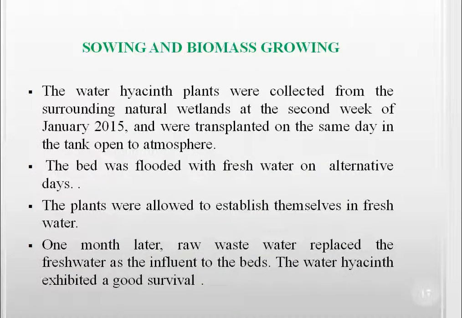Sowing and biomass growing. The water hyacinth plants were collected from the surrounding natural wetlands at the second week of January 2015 and were transplanted on the same day in the tank open to atmosphere. The bed was flooded with fresh water on alternate days. The plants were allowed to establish themselves in fresh water. One month later, raw wastewater replaced the fresh water as the influent into the beds. The water hyacinth has exhibited good survival.